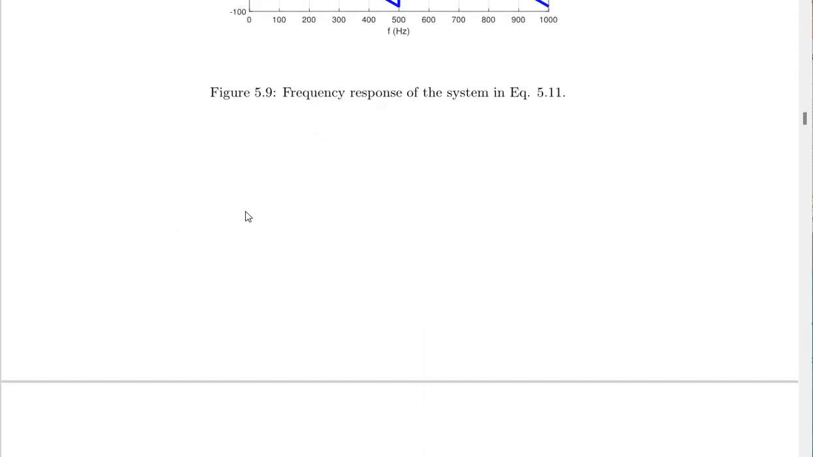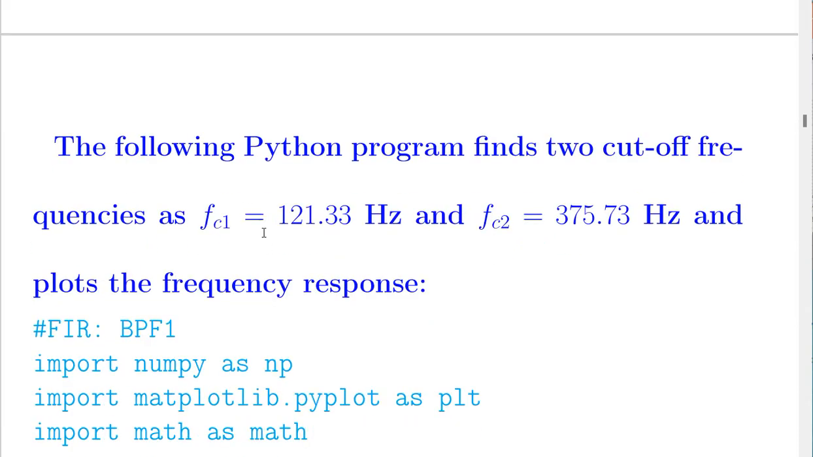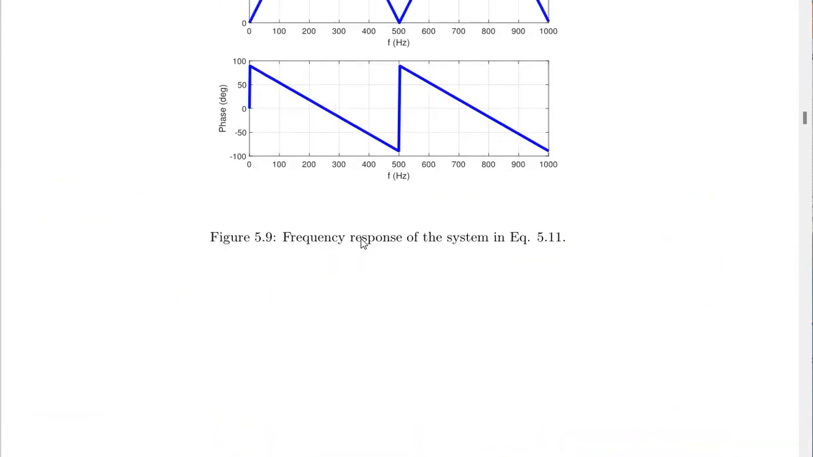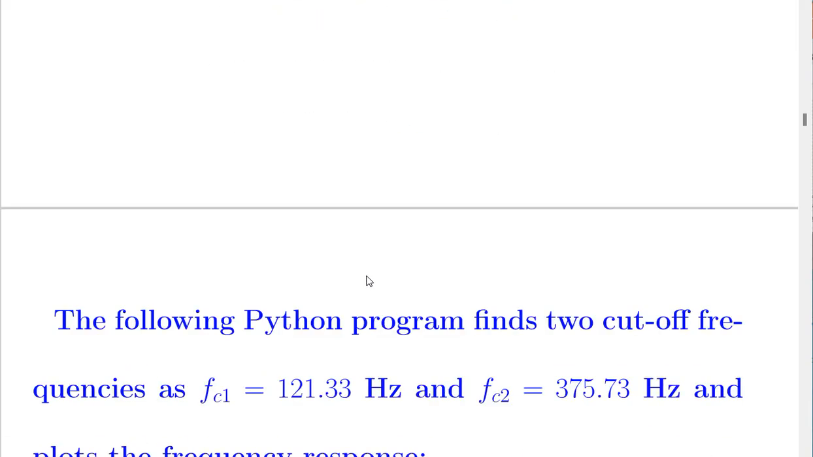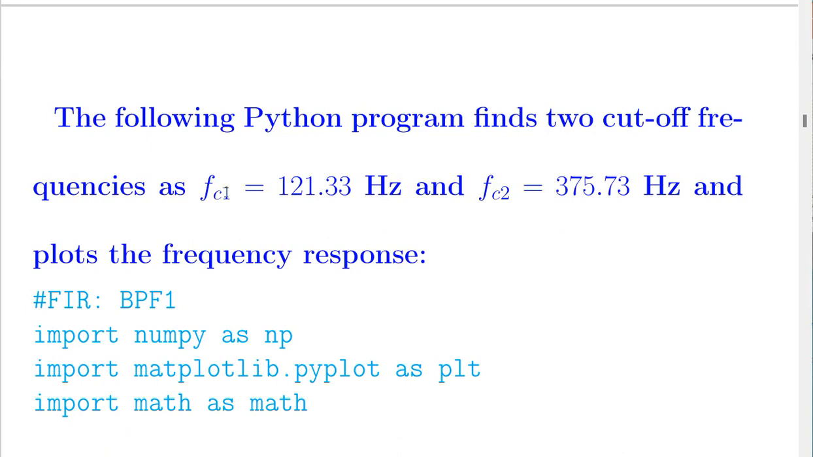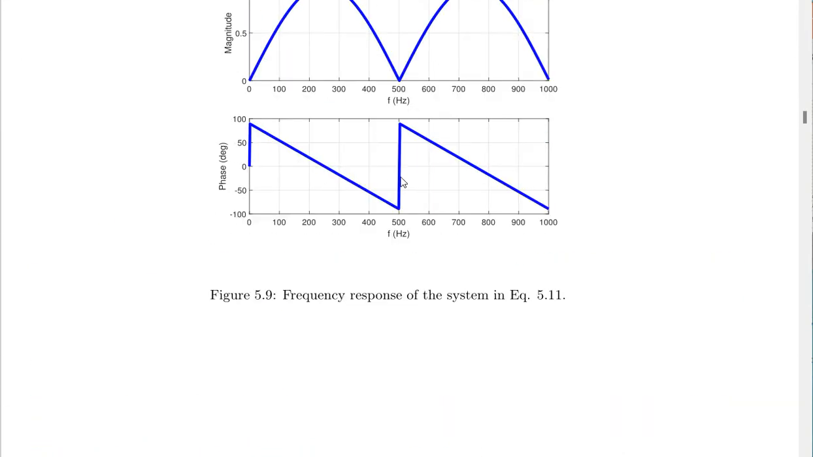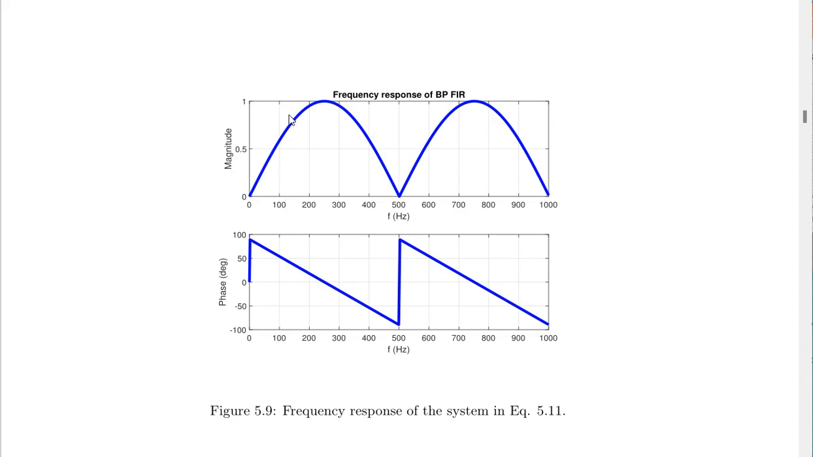Don't worry about phase. For instance, the following Python program finds two cutoff frequencies. You see, going back to the figure, we have two cutoffs. Here, very clear. You see here the cutoff, the first one, and the second one. Do you remember the definition of cutoff frequency?